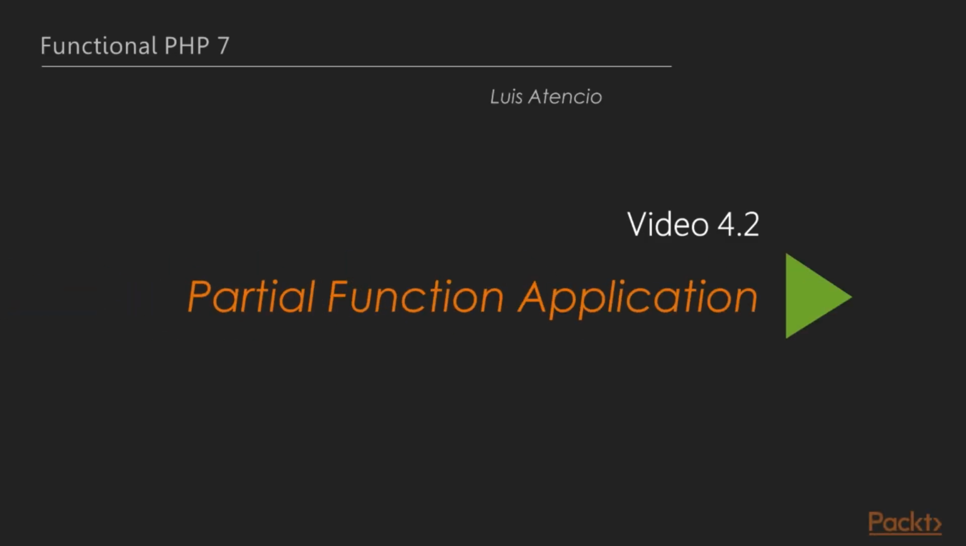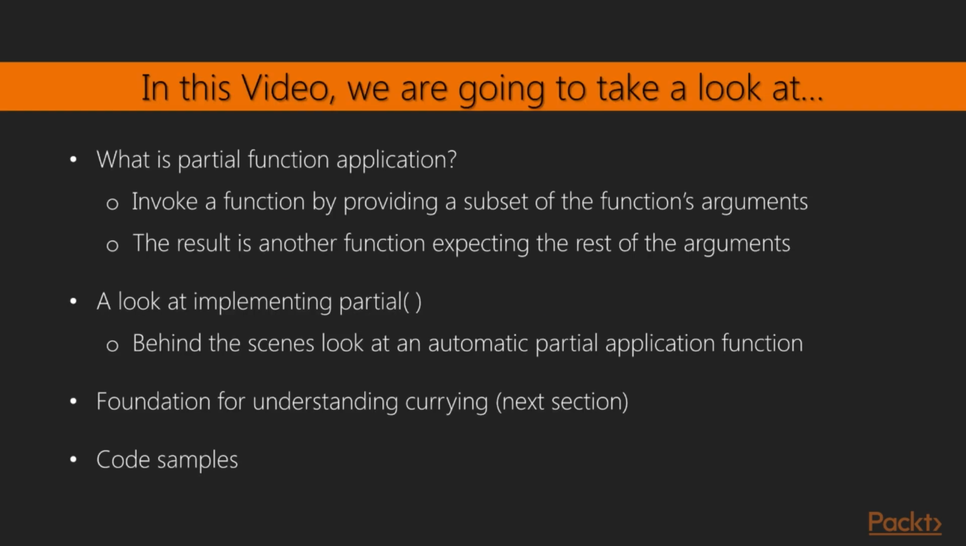Hello and welcome back to Functional PHP 7. In this section, we take a look at partial function application. What is partial function application, also known as partial function evaluation? It's very similar to what we did in the previous section. If you remember the multiply by function, where we decided to apply the first argument eagerly and then return back a function that waits for the second argument, in a way that is what partial function application is.